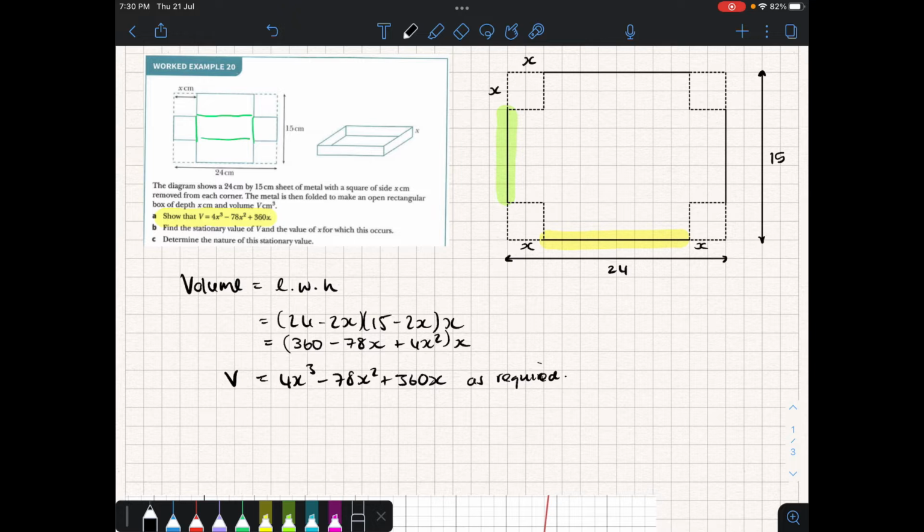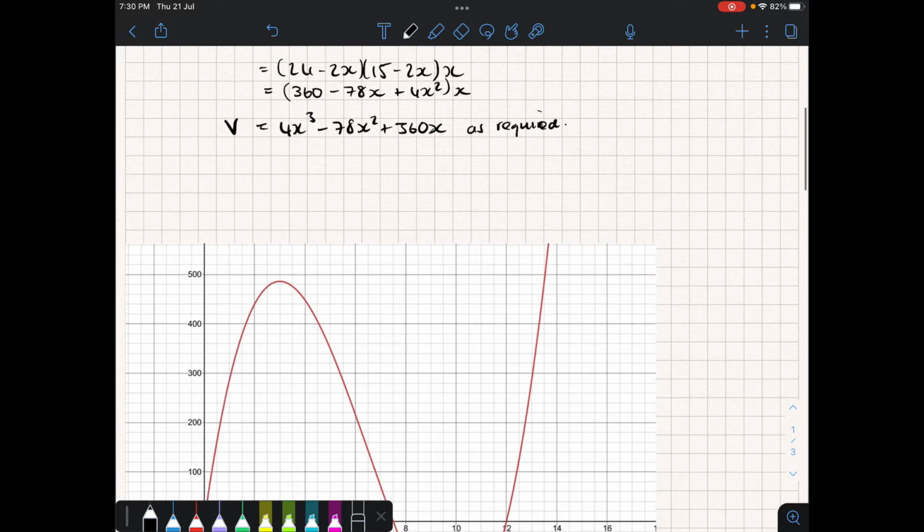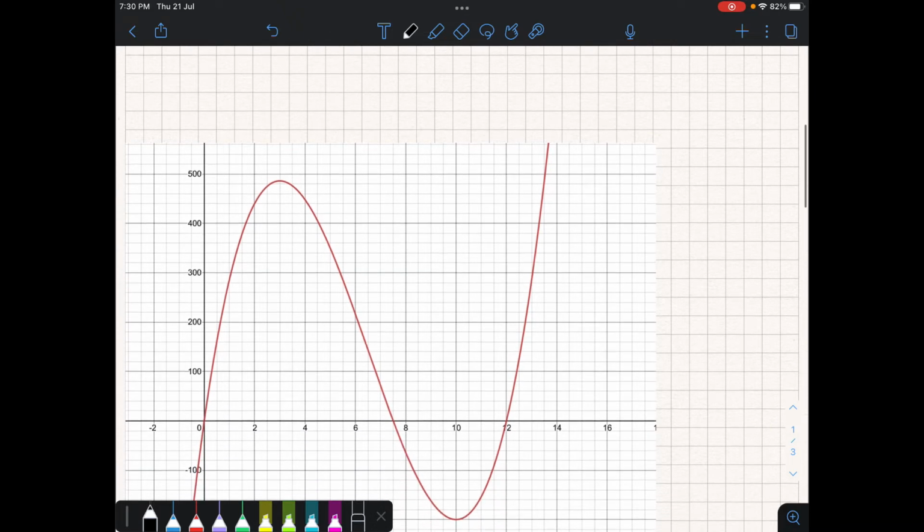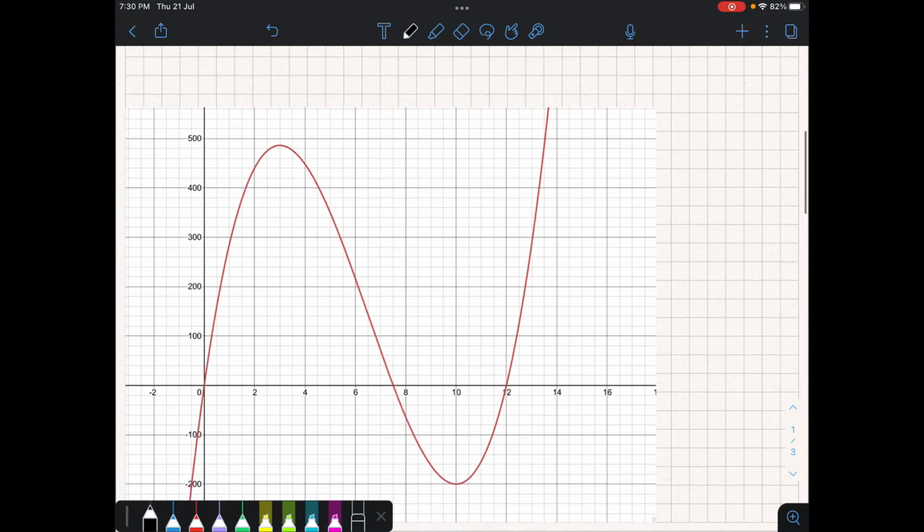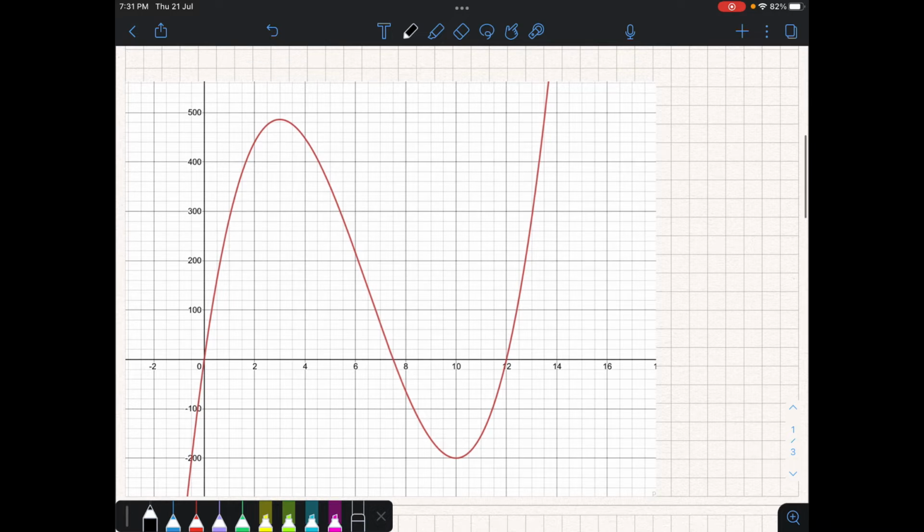So logically we can work out that in our cubic equation, when x is equal to 0, the volume should be equal to 0. So what I have here is the graph that we've just calculated the equation for, right? And what you can see is I have the volume on the vertical axis, and I have the x value on the horizontal axis.